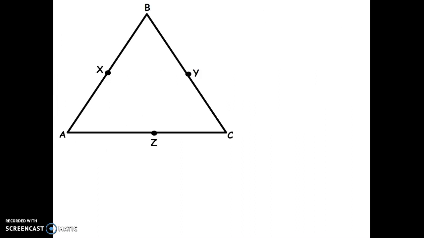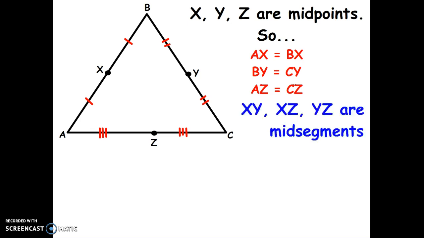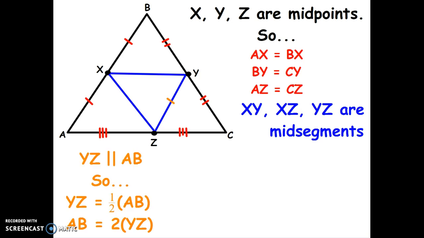So let's take a look at triangle ABC. X, Y, and Z are all midpoints. So AX equals BX, BY equals CY, and AZ equals CZ. XY, XZ, and YZ are all midsegments.